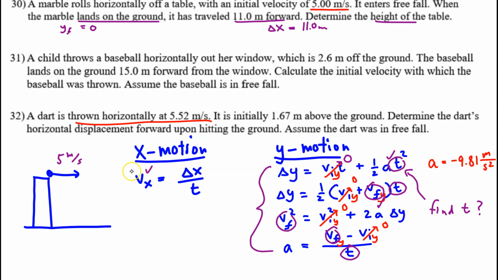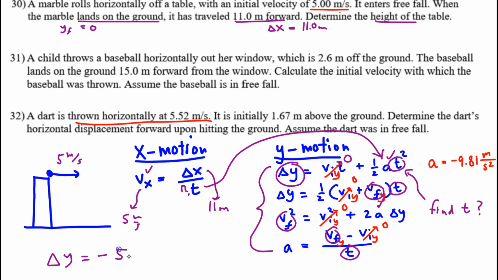Look back to the x-axis. Vx we know, that's 5. Delta x we know, that's 11. So we can solve for the one unknown, time, and then once we get it, we plug it in here and find delta y. If delta y is like negative 5 meters, then the initial position, the height of the table, is positive 5 meters. And you can use y final equals 0 to prove that that's true.